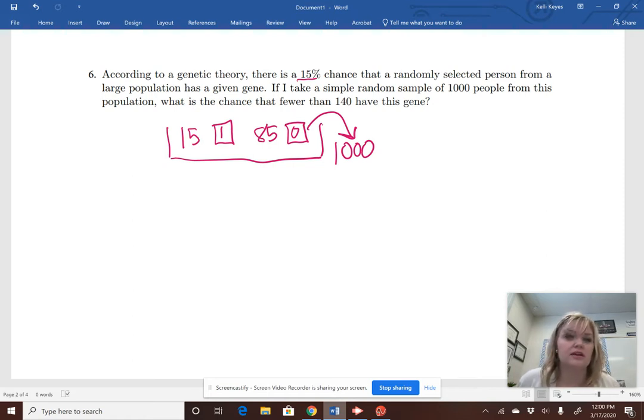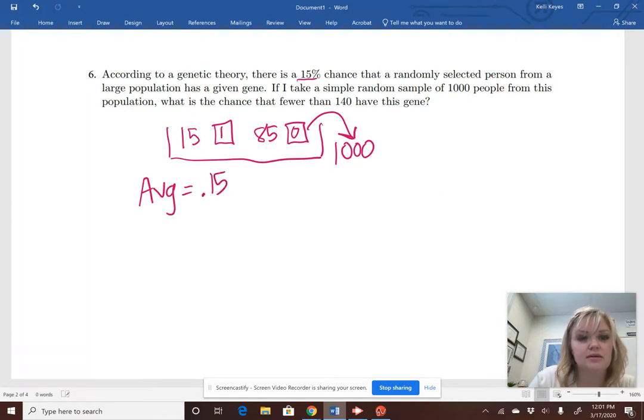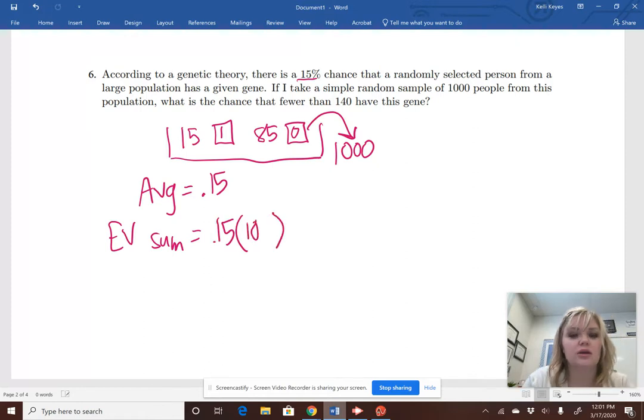So then that should be 150, right? 150 people we expect out of the 1,000 because it's just 15% of 1,000. So the average is 0.15 or 15%. Therefore the EV sum is that average times 1,000, which is really what you do if you find 15% of 1,000. It's the same arithmetic. So 150.